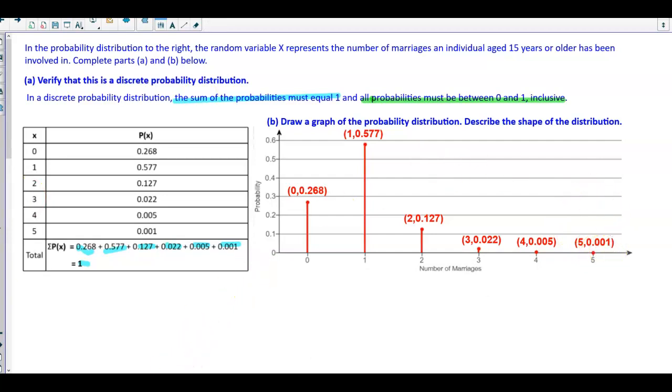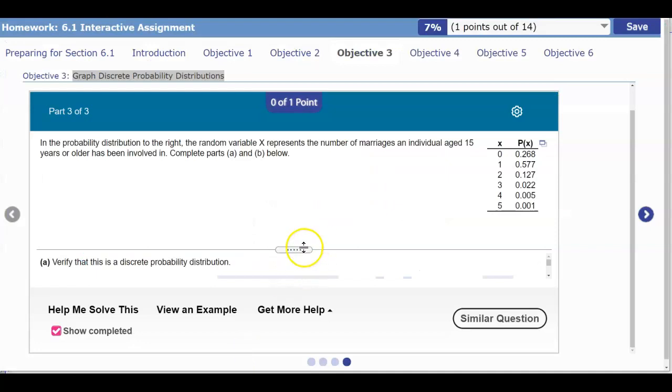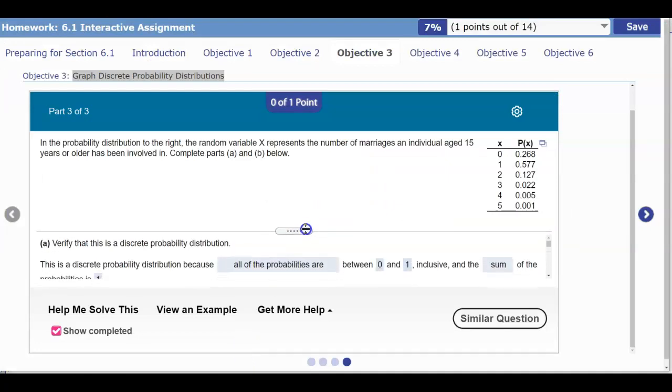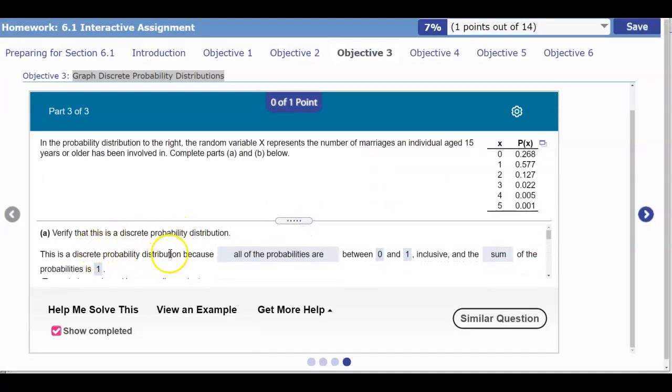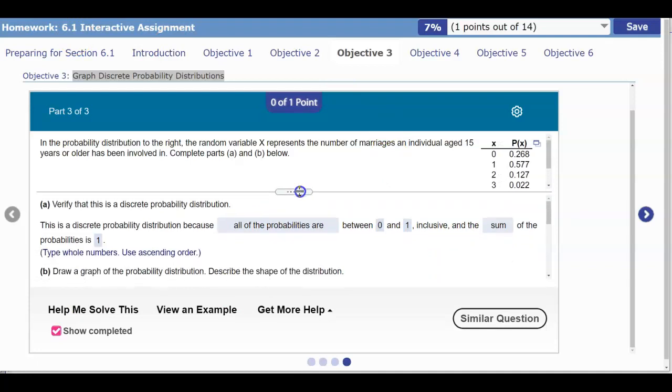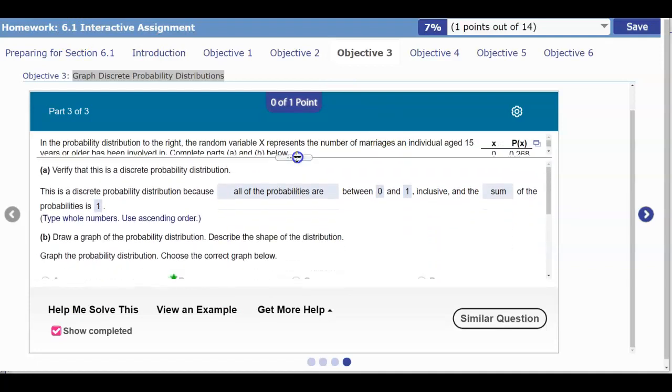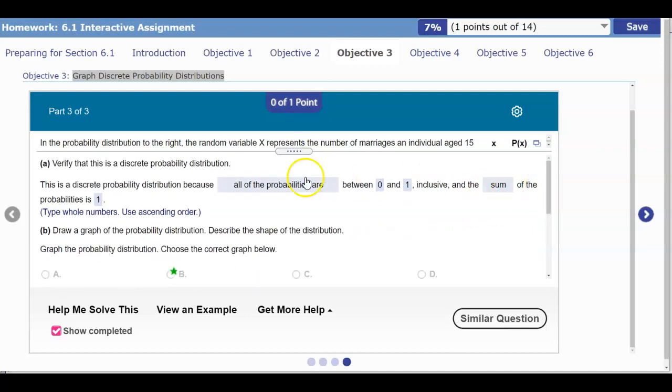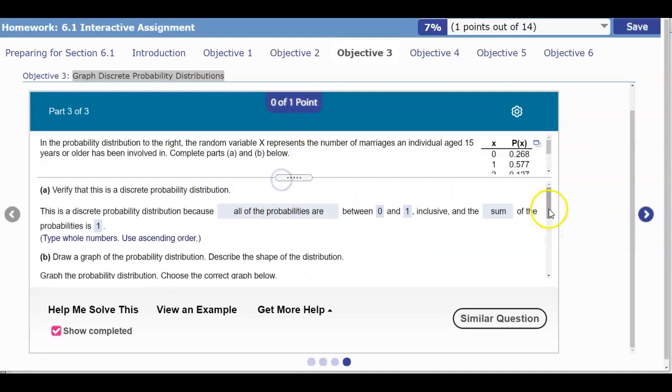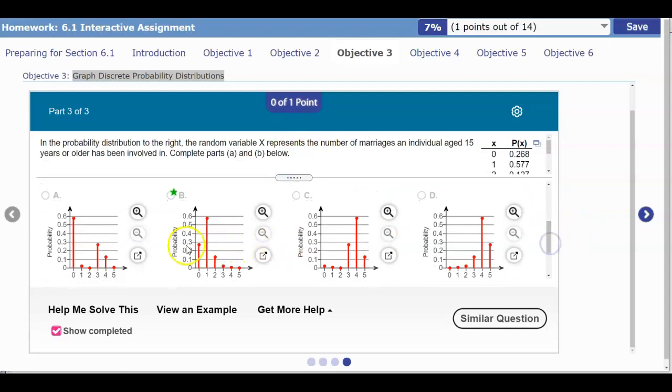Now let's go back into our assignment. Again, we know that the first part was that this is a discrete probability distribution, because all of the probabilities are between 0 and 1, and the sum of the probabilities is 1. Now we need to check what the graph looks like. If we're picking our graphs, we have to choose the one that looks the closest to that, and we can see that B represents the closest one. But let's verify that using StatCrunch.